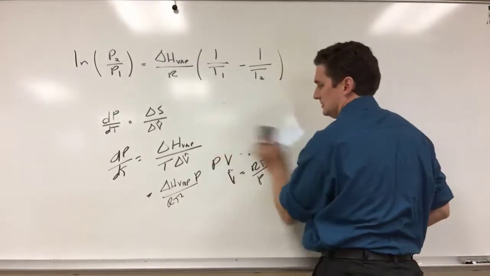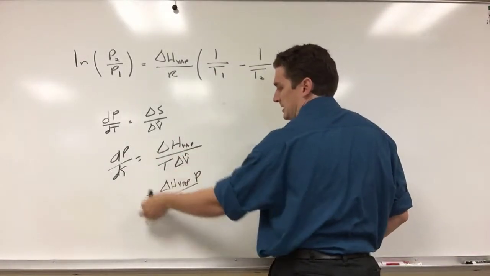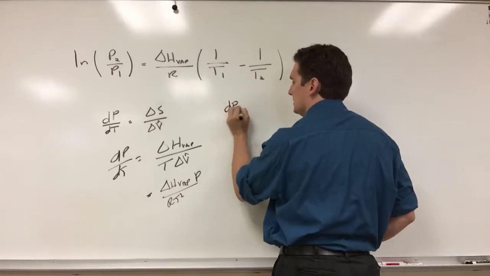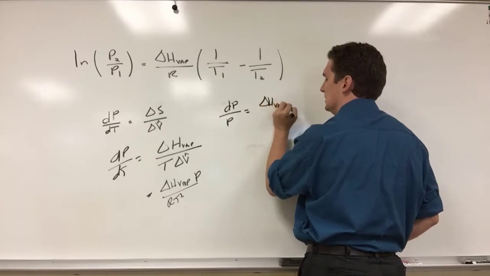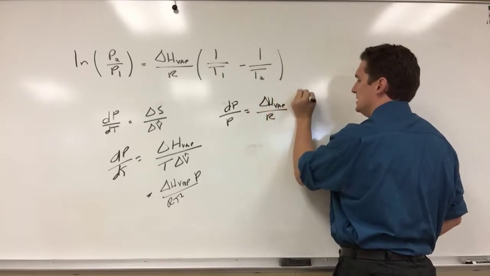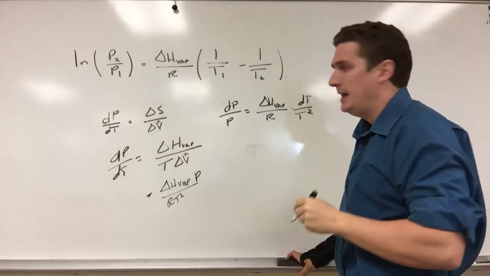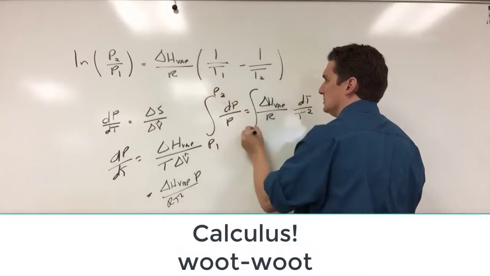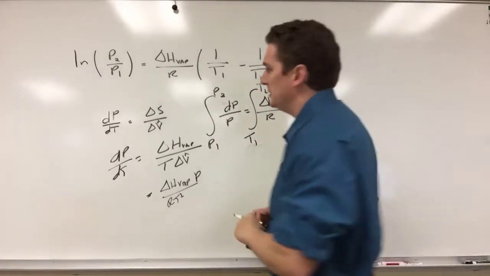Now, here's the clever part. We've got this relation dP/dT equals delta H of vaporization times P over RT squared. So dP over P is delta H of vaporization over R times dT over T squared. And I'm going to integrate both sides from P1 to P2, T1 to T2. And I'm going to need to erase over here.